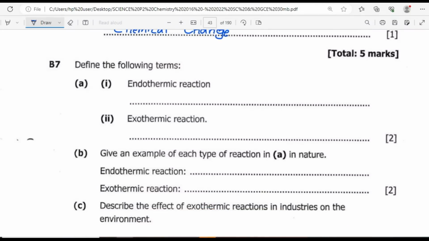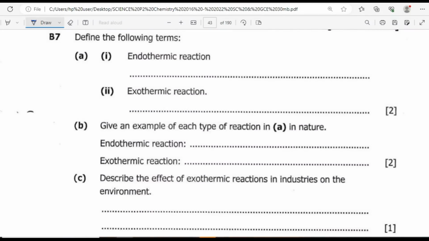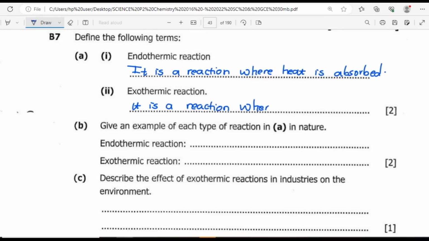Then let's move on to another question from grade 10 work. Define the following terms. The first one, endothermic reaction. So say it is a reaction where heat is absorbed. Then exothermic, it is a reaction where heat is released or given out. So with exothermic reaction, you are expecting the temperature of the surrounding to rise because heat is given. Then for endothermic reaction, we are expecting the temperature of the surrounding to go down because heat is absorbed.